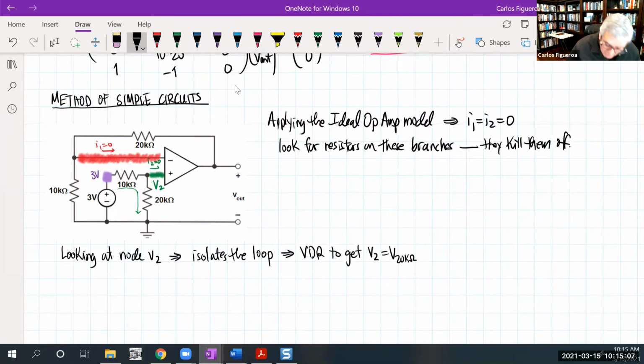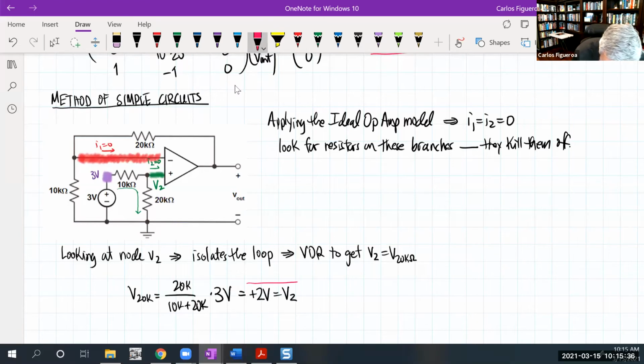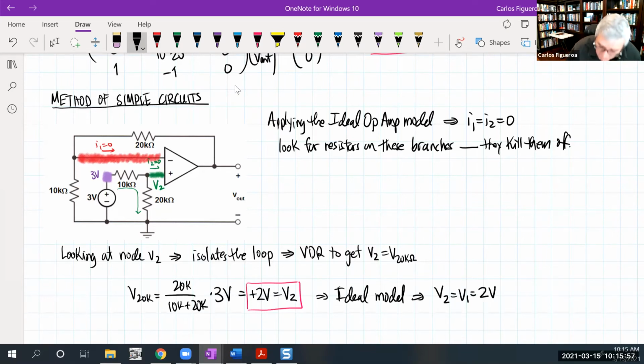So let's go do it. So here I go. VDR then says that the voltage across the 20K is going to be 20K over 20K plus 10K times 3 volts. And when you compute that, 3 over 30, 10, 10, 2, that's 2 volts, right? So I have 2 volts. But wait a minute, that's the same as V2. So I now know what that voltage V2 is, but that immediately tells us what V1 is. So the ideal model immediately tells us that V2 and V1 are now both 2 volts.